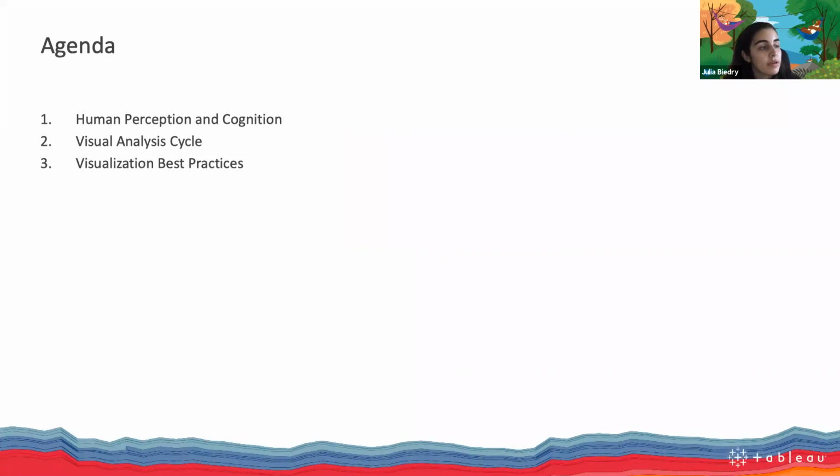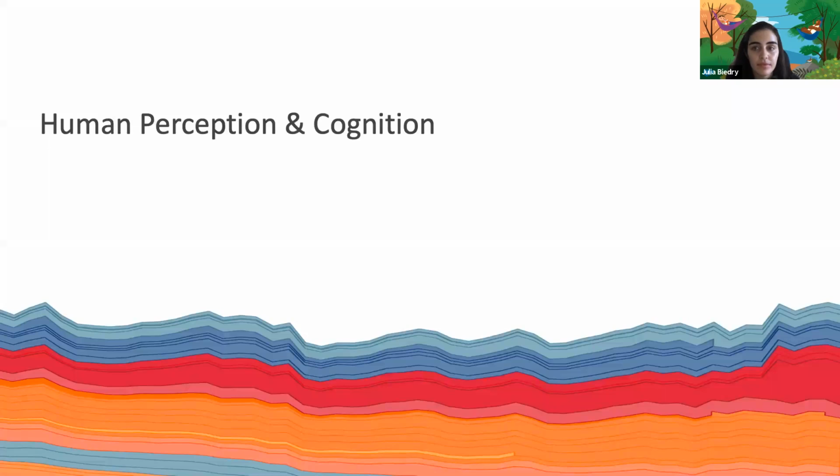All right, so now we're going to talk about human perception and cognition, like what we saw in the 9s example, why we can pick out red, for example, instead of just looking at the straight data itself, why we can pick out visual patterns easier than just looking at the data. Then we're going to talk about the visual analysis cycle and some visualization best practices, specifically using Tableau.